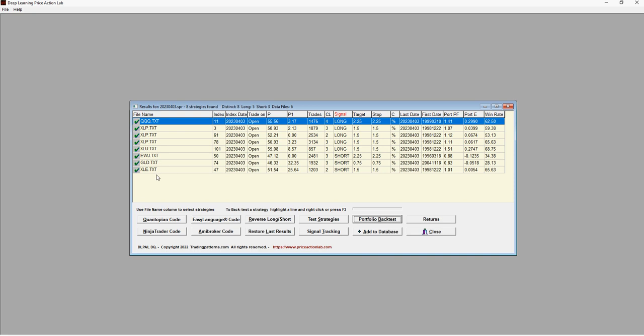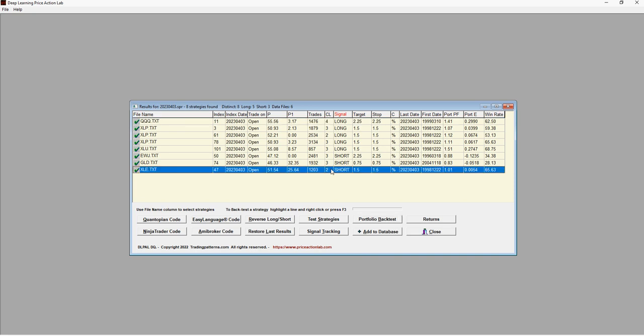So we see here that for XLE we got a portfolio profit factor a little bit higher than 1, and we have a win rate of about 65.63%. Maybe then this is a statistically significant anomaly.